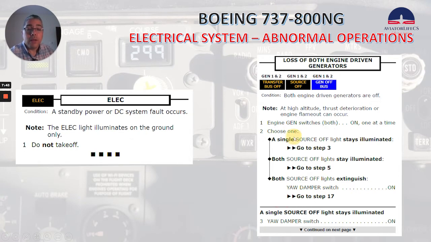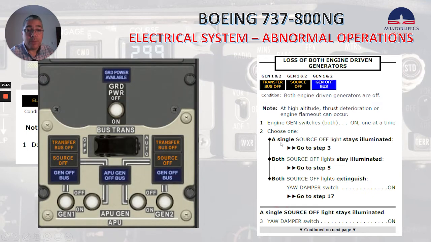Choose one, and let's have the panel here available. A single source light stays illuminated: go to step 3. Both source lights stay illuminated: go to step 5. Both source lights extinguished: if that's the case, yield amper switch on. Go to step 17. If a single source light stays illuminated, yield amper switch on.